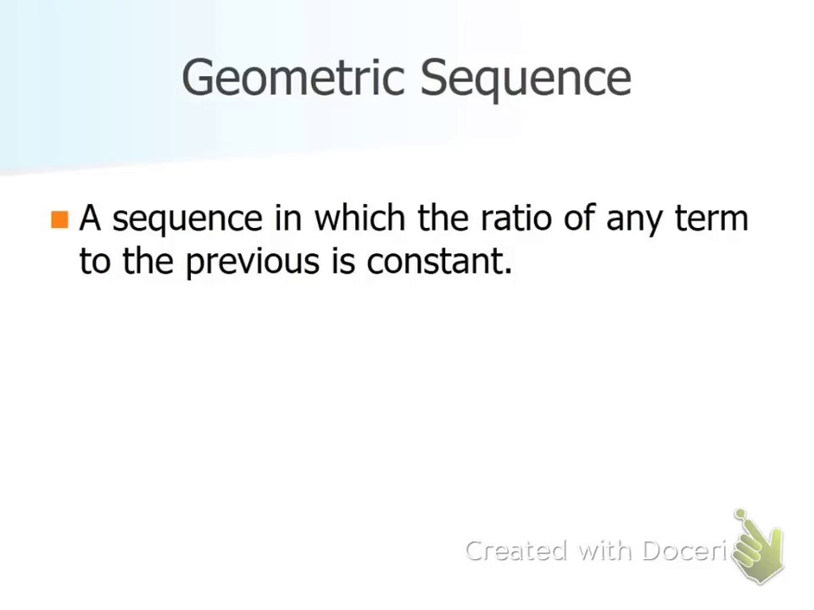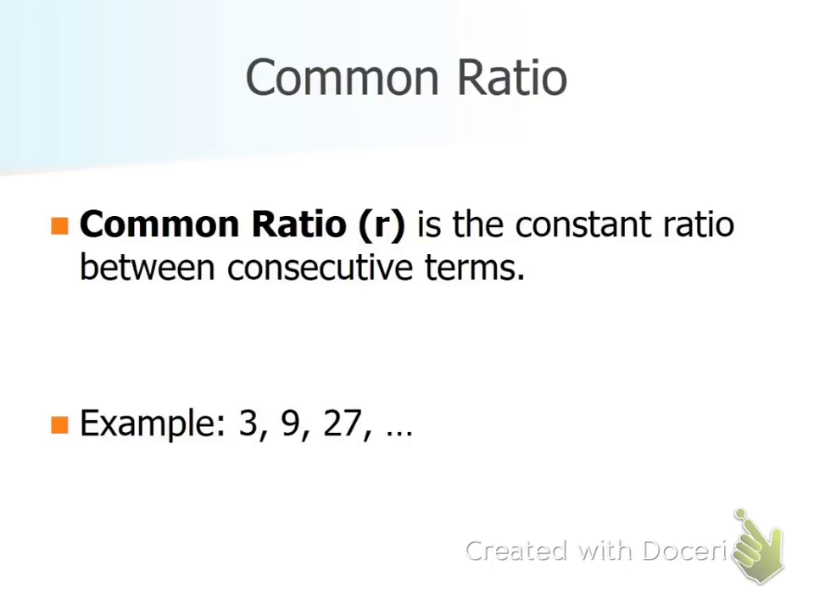So when we say a geometric sequence, this is the definition: a sequence in which the ratio of any term to the previous is constant. So that's what we're going to use to recognize what our factor is that we're multiplying by. We're going to call it our ratio. So a common ratio is the constant. As I said, in this example, we were multiplying by 3, so our ratio was 3.